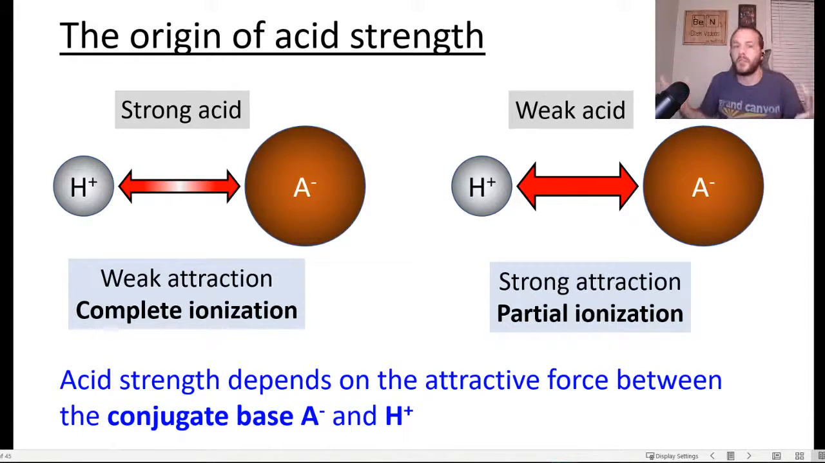In other words, the reverse reaction of the chemical equation is much, much less likely to occur because it's such a weak attractive force. On the other hand, if you have a weak acid, now we have a strong attractive force between the conjugate base and H plus. And if there's a strong attractive force, that means they're going to react together to form the reactants. The reverse reaction is going to take place to a significant degree, which will result in not a complete ionization, which happens with strong acids, but a partial ionization. So hopefully that sheds a little bit of light on why some acids are stronger than others. So now we can move on.